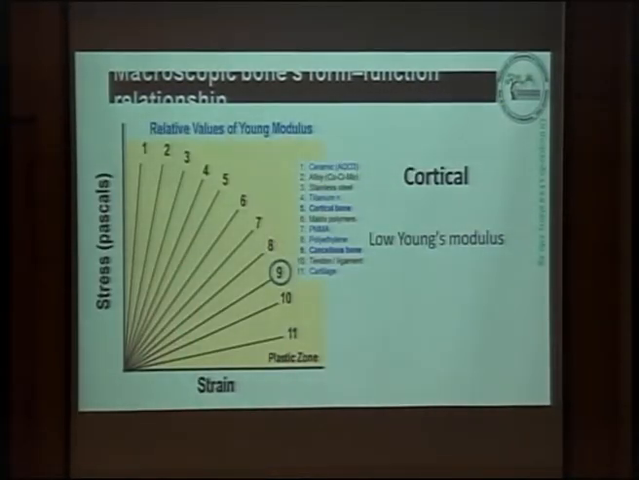If we look at the cancellous bone, we will find that it has a low modulus of elasticity as compared to the tendons and cartilage. Sorry, this is cancellous bone, not cortical bone.